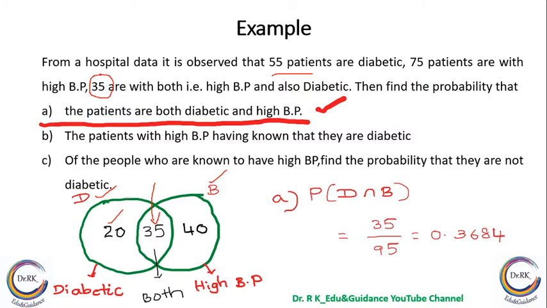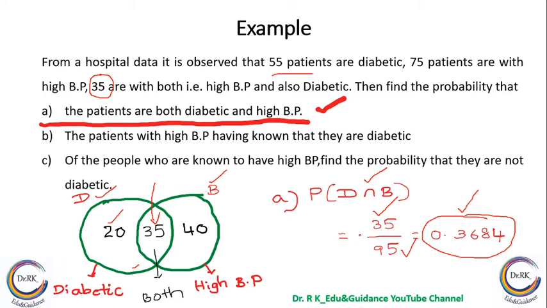Now we can validate here. 35 plus 20 is the number of patients who are diabetic, that is 55. And 40 plus 35, 75, is the number of patients who have high BP. So first, what is the probability that the patients are both diabetic and high BP? It is a very simple thing, that is P of D intersection B. The total sample space is 40, 35, 20, therefore 95. Out of 95 patients, 35 are having both, so it gives 0.36, whatever it is. So there is no conditional probability here, it is the simple probability definition we used.